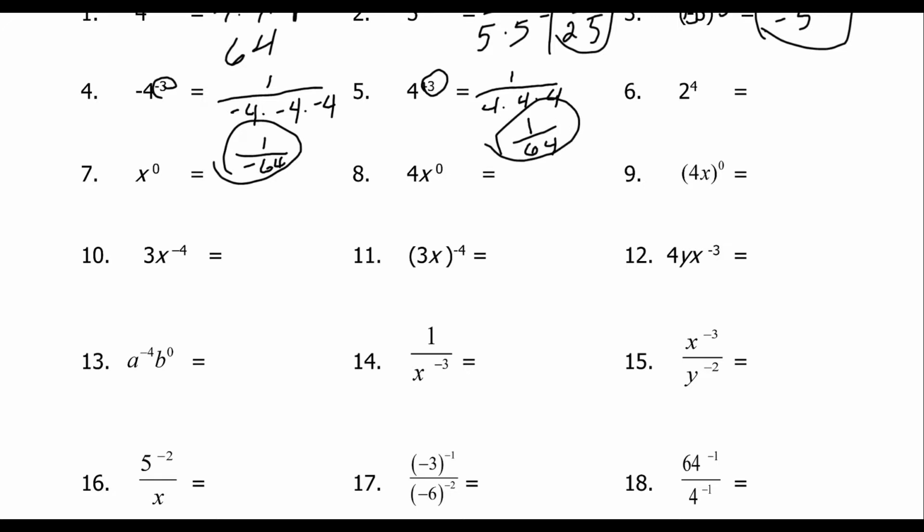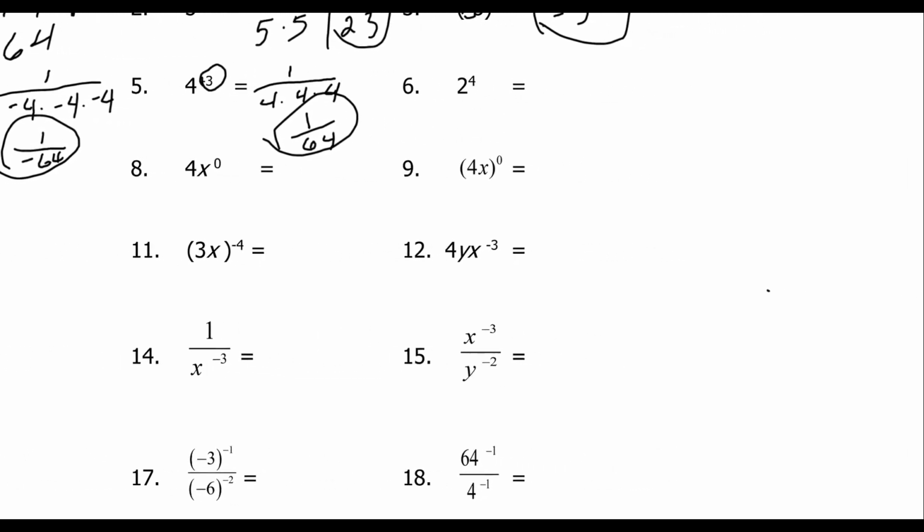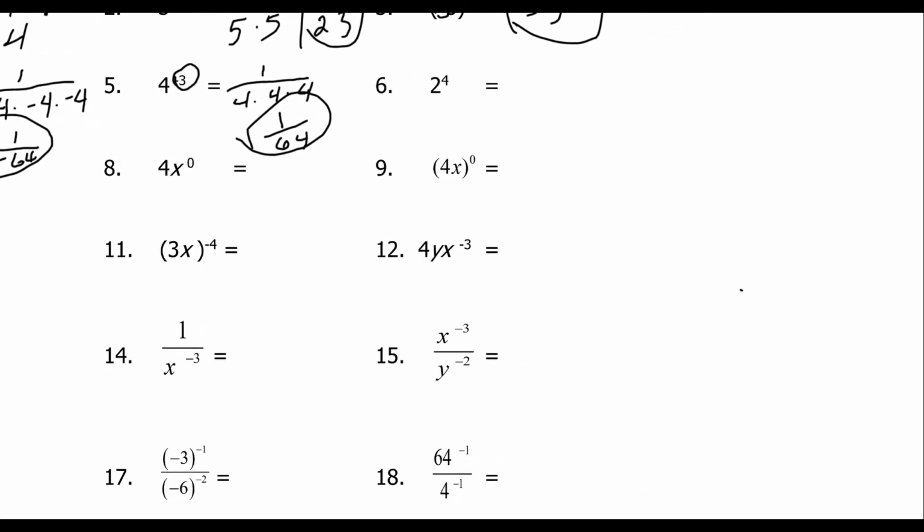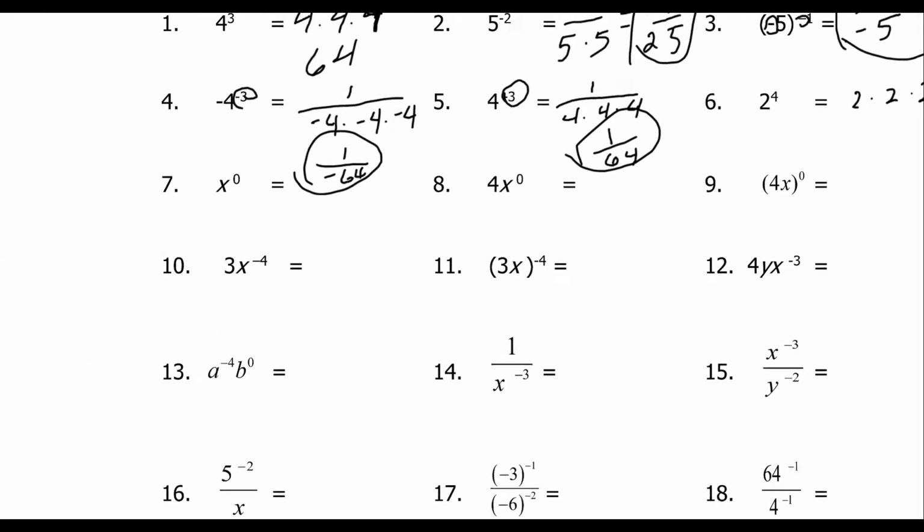Alright, now we've got 2 to the 4th. I love powers of 2, they're so nice and convenient. So we got 2 times 2 times 2 times 2. So 2 times 2 is 4. 4 times 2 is 8. 8 times 2 is 16. It's not too bad, not too shabby.